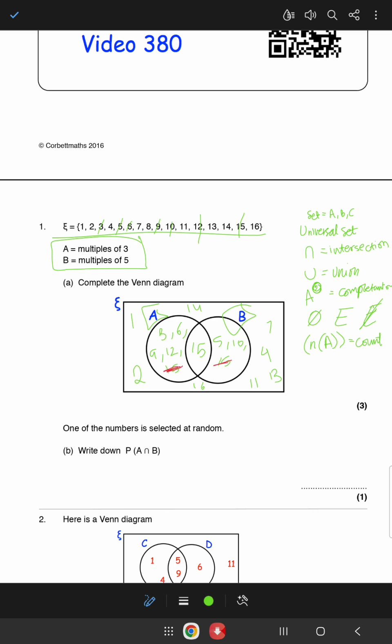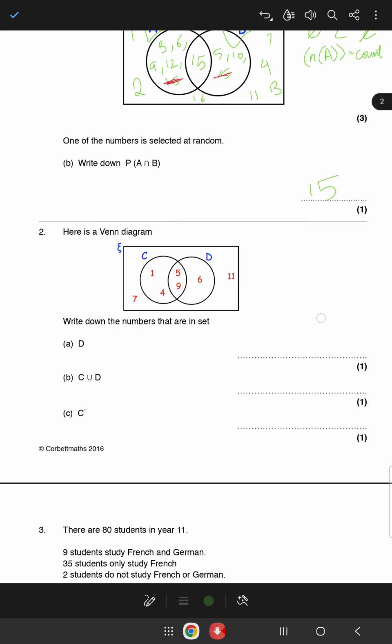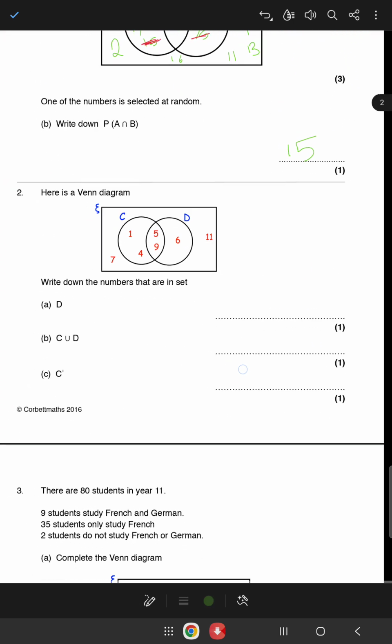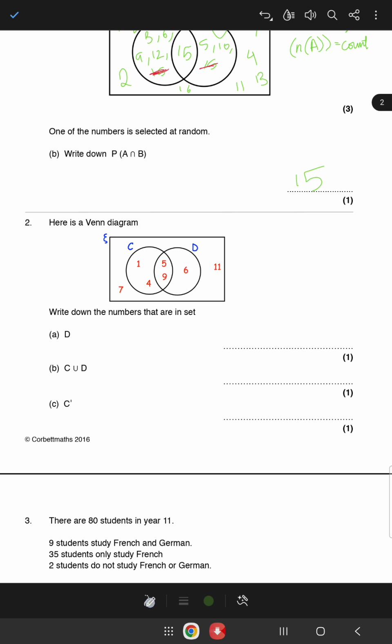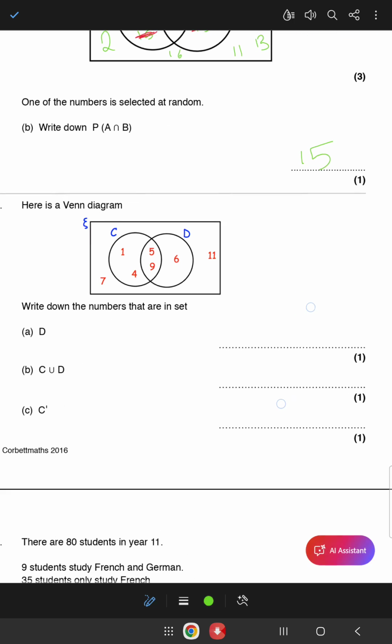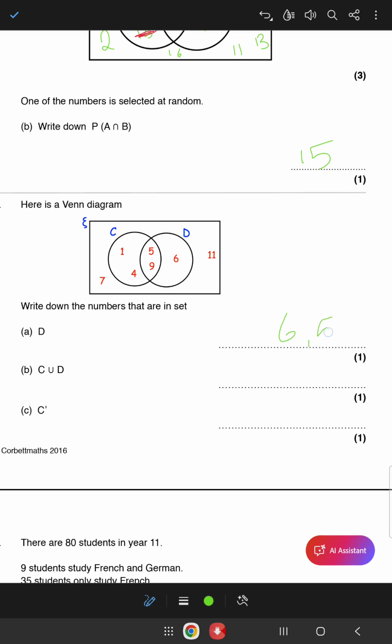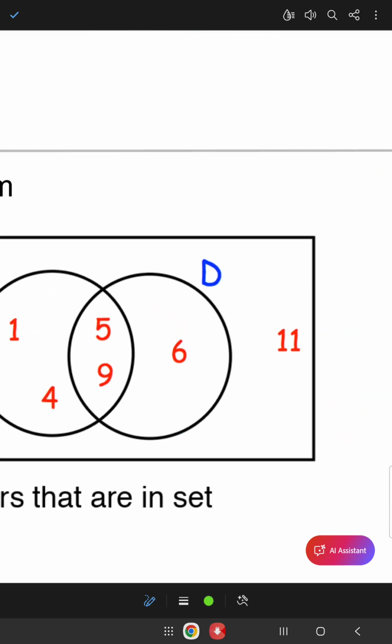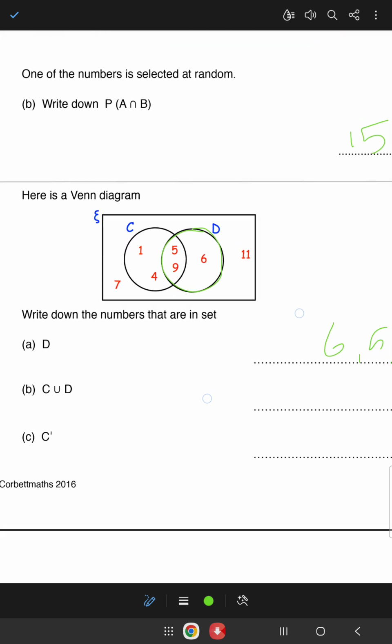Write down P bracket intersection B, so 15. That means the number there, present. Here is a Venn diagram. Write down the numbers that are in set D. So 6, 5, and 9. So you have to see D as this circle. That's how it makes it more clear that 5 and 9 are a part of D.